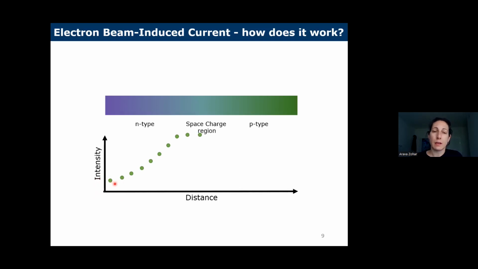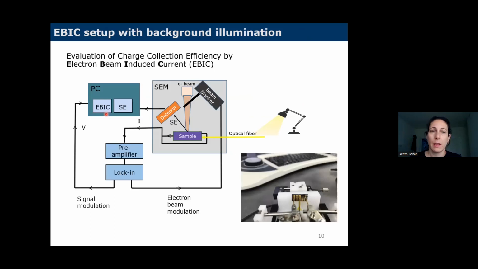And as we get closer to the area where there is a built-in voltage, we should see more and more carriers being collected, and the intensity of the current increases until we get to the space charge region. There we're expecting a plateau, because every excitation should end up with a current collection. You can think about it symmetrically, or with a different slope for the p-type. So this is theoretically what I'm expecting.